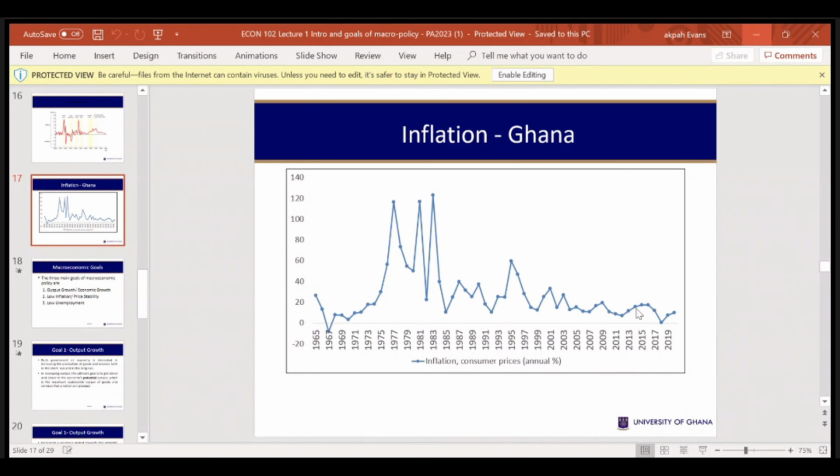But I understand the angle you are coming from. But there's something wrong with the graph anyway. But we can move on. Thank you very much. You're welcome, sir.